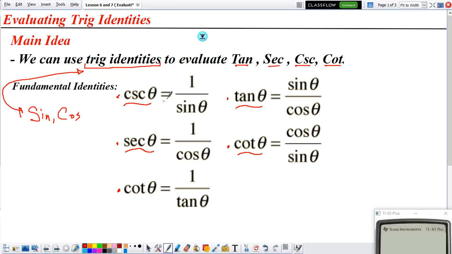So now we will see how we can use this idea to evaluate some trig functions. All we've got to do is just remember these simple trig identities. Cosecant is 1 over sine. Secant is 1 over cosine. Cotangent is 1 over tangent, and cotangent is cosine over sine. We don't really use this identity that much, so as long as you get familiar with these four, that should be okay.